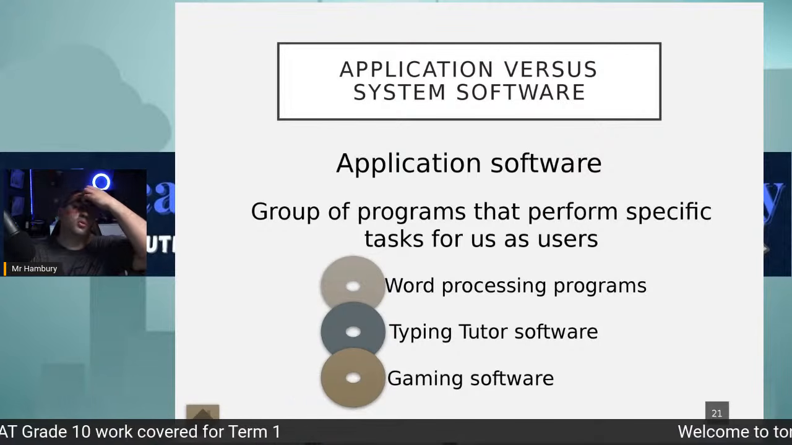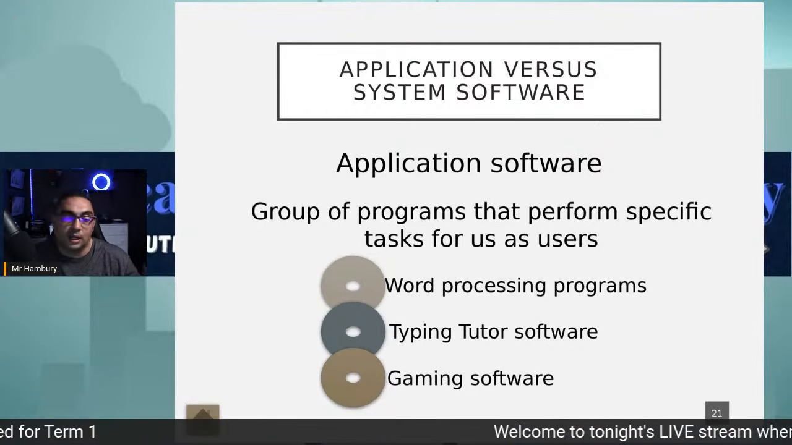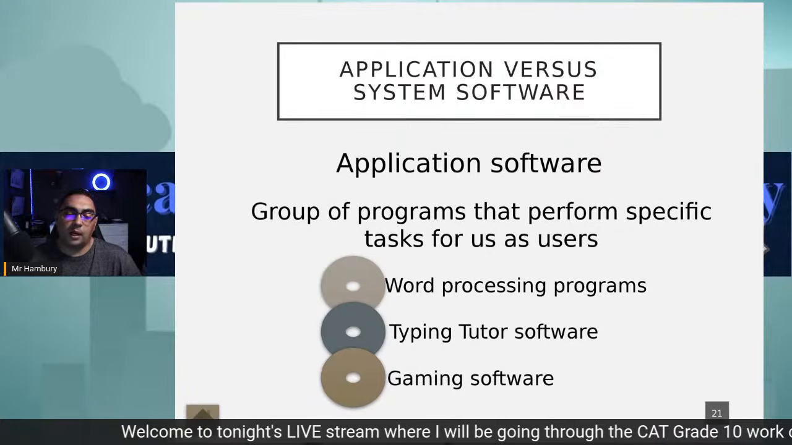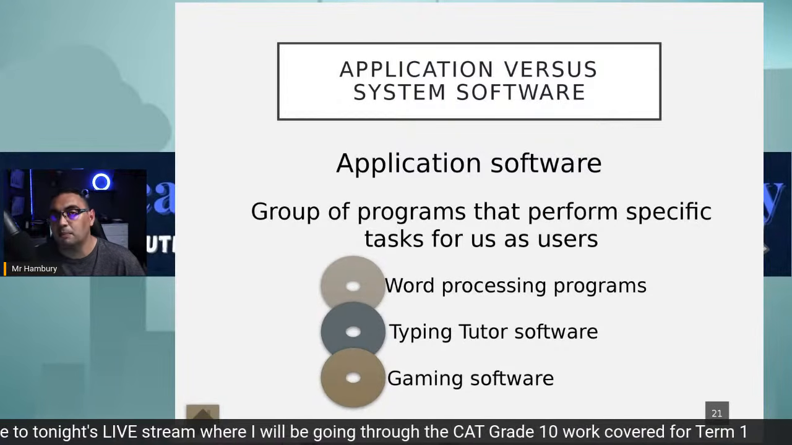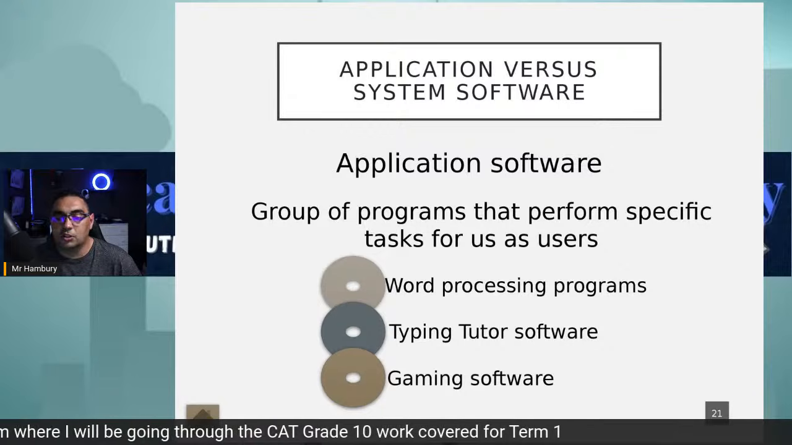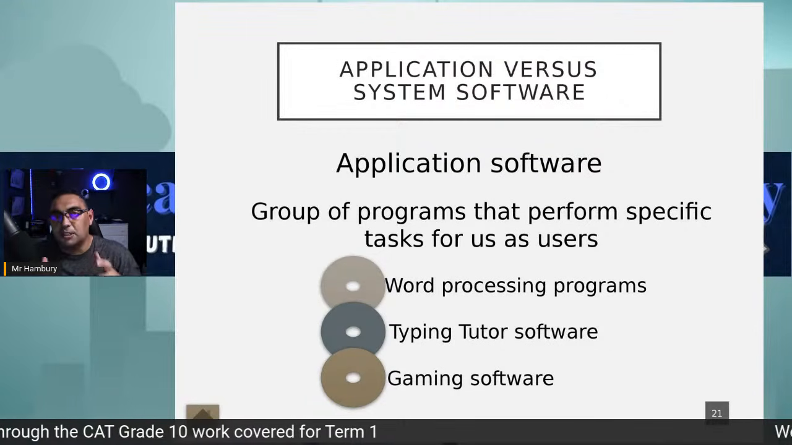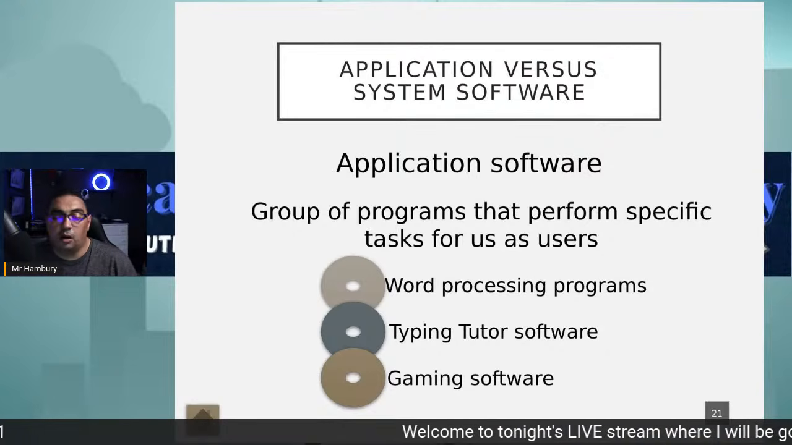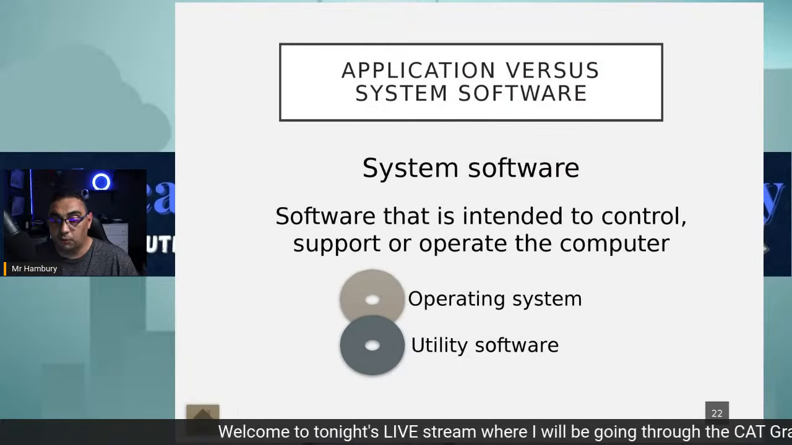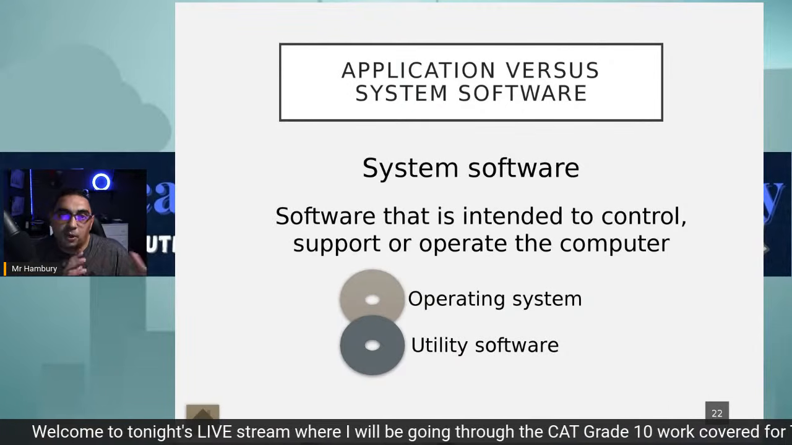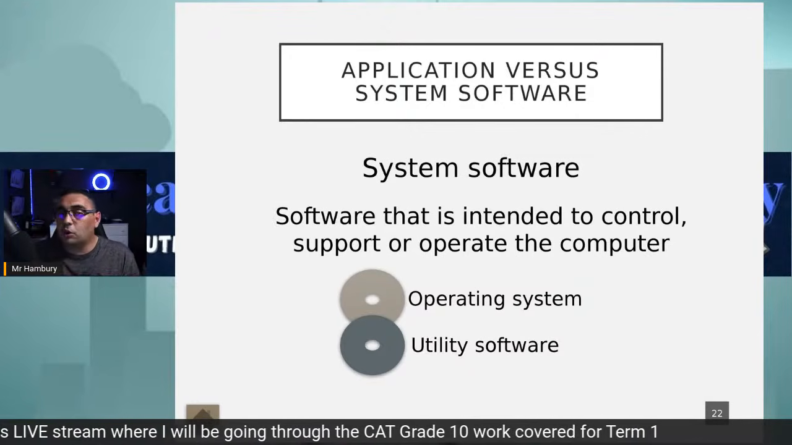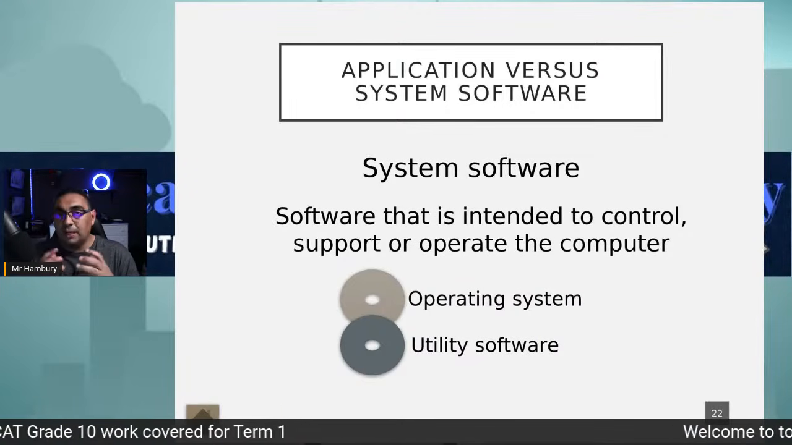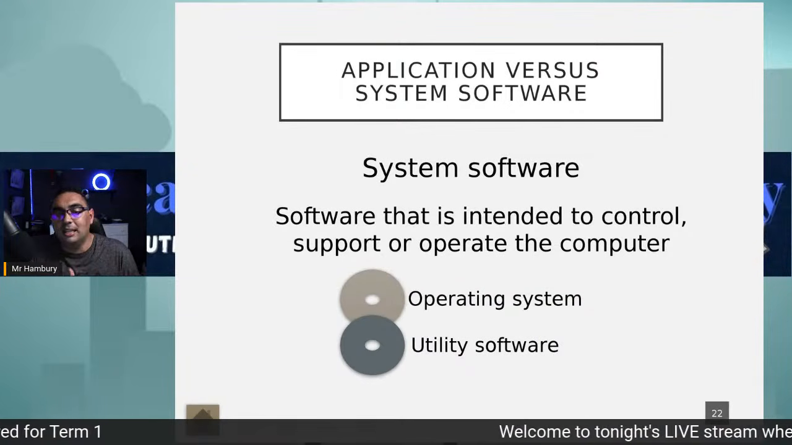Now, here we can't use examples like MS Word and things like that. No, we are going to have to say things like or examples like word processing programs, typing tutor software. So we have to give examples of types of software, not specific programs. Okay, so do just make a note of the term application software. Then system software, these are programs or software that's intended to control, support, and operate the computer. So this deals with managing the computer as a whole, whereas application software does something specific within that system software.